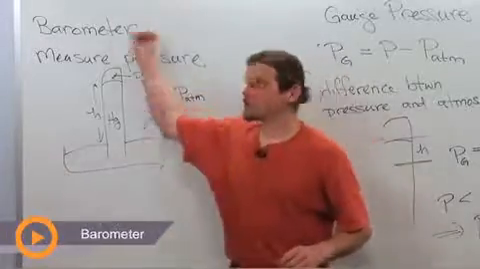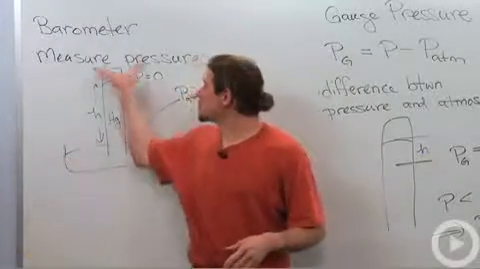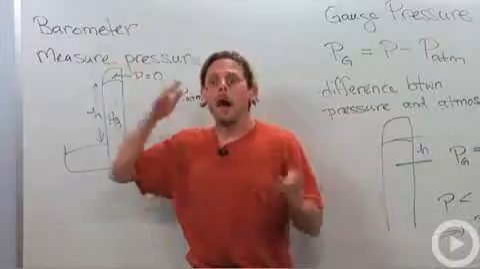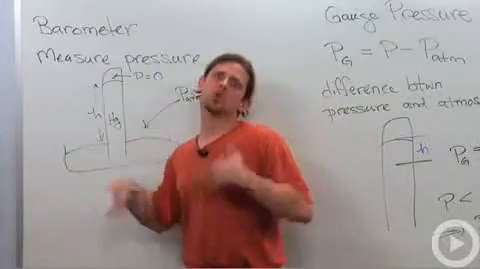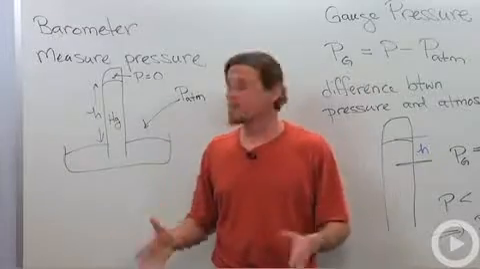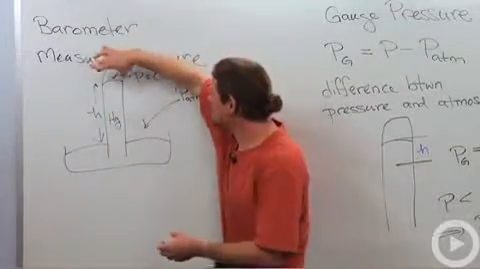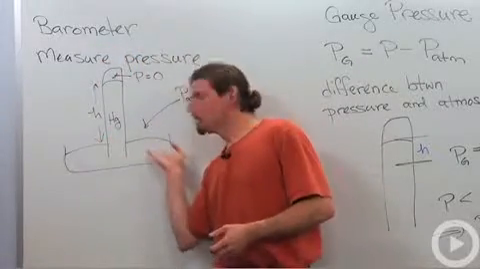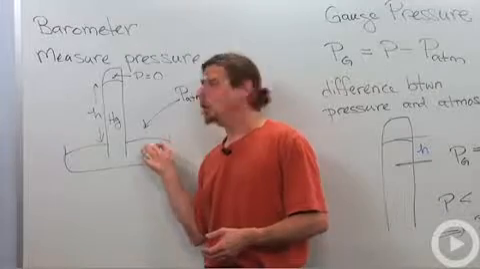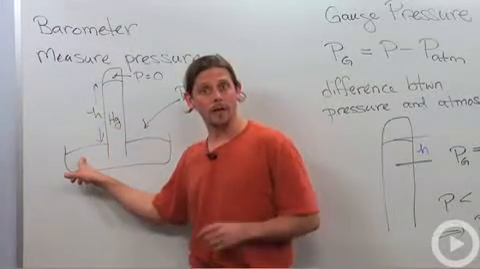Let's talk about barometers. A barometer is a device that's used to measure pressure. The simplest type of barometer, which is the type that we're going to talk about, just consists of a column of mercury which is trapped in a little tube of glass and inverted in a pool of mercury. So we've got a nice uniform fluid here.